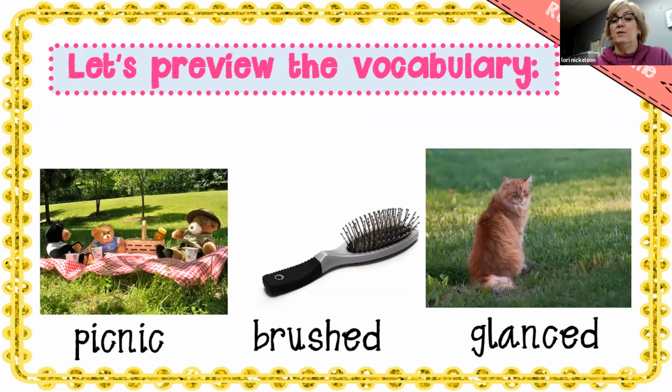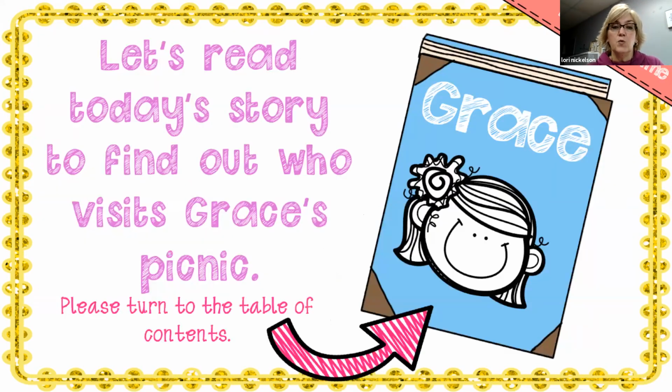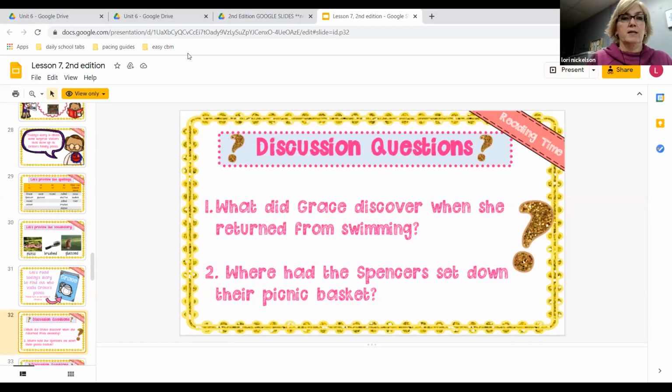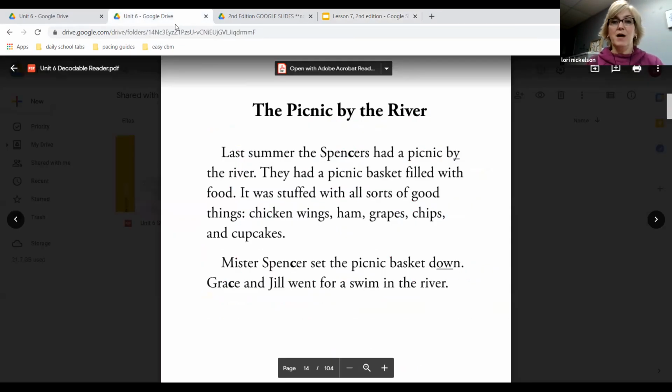So let's preview vocabulary. We have the word picnic. Picnic is a meal eaten outdoors. I always like to do a picnic, don't you? The word brushed means to move lightly and quickly. And then we have the word glanced. Glanced means to look quickly. So we're going to read today's story to find out who visits Grace's picnic. And we're going to leave our questions there. We're going to escape and let's go to our story, The Picnic by the River.